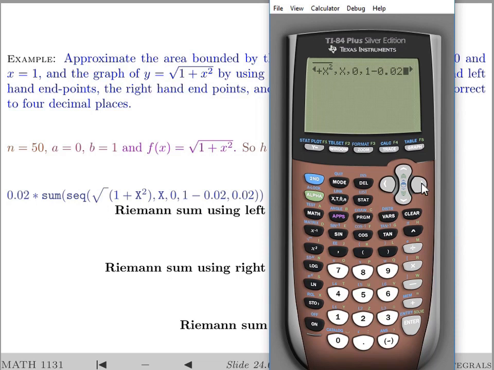Because if you make a mistake, you can edit it here instead of having to start all over again. This is the sum. I need to multiply it by the width of each subinterval. That's the same as the step size, 0.02. So the answer we get for the Riemann sum with 50 subintervals and left-hand endpoints is 1.14367, etc. Correct to 4 decimal places, it will be 1.1437.